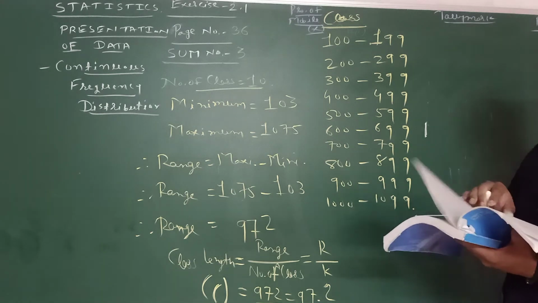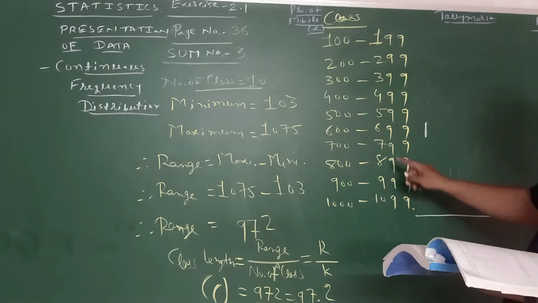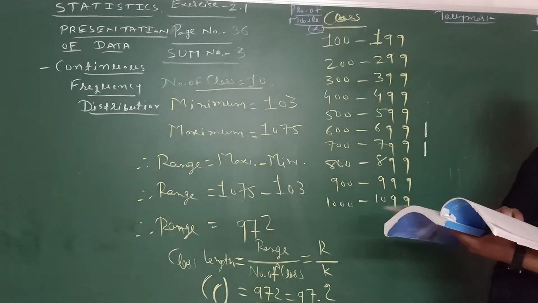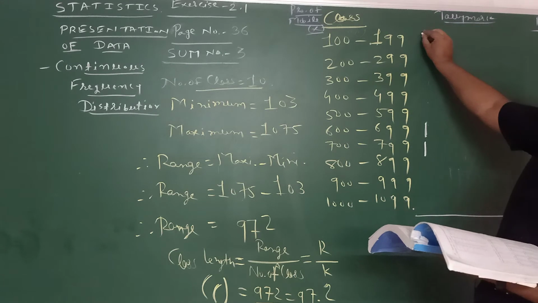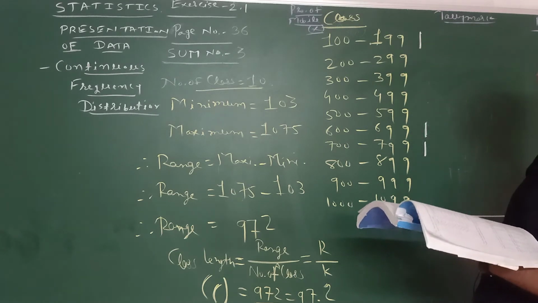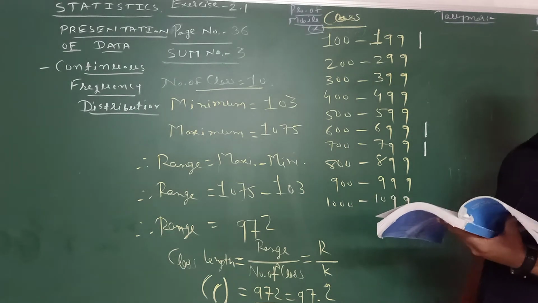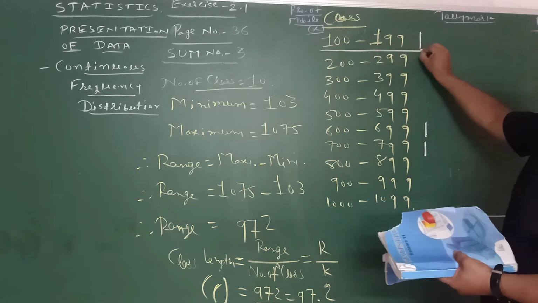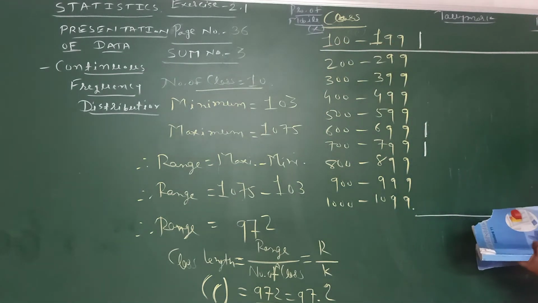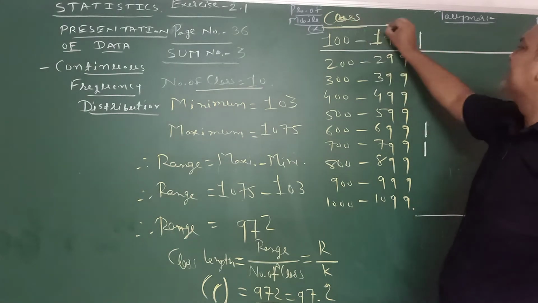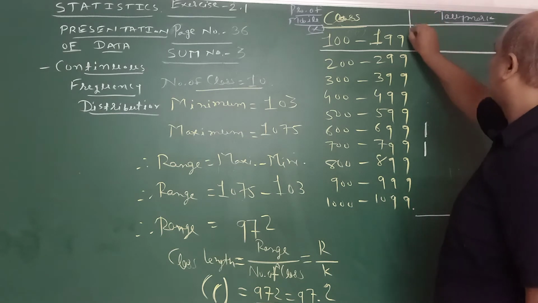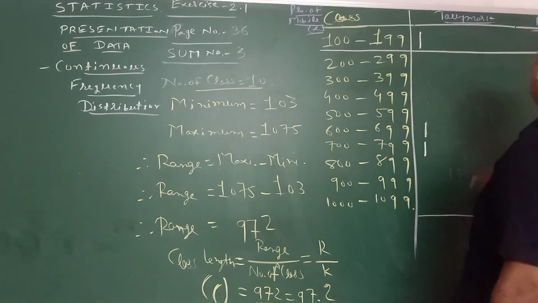I take column wise one by one. 749, 103. I draw here the line before each class. That's why we can distinguish it very easily and you can see it properly. I draw here the line.